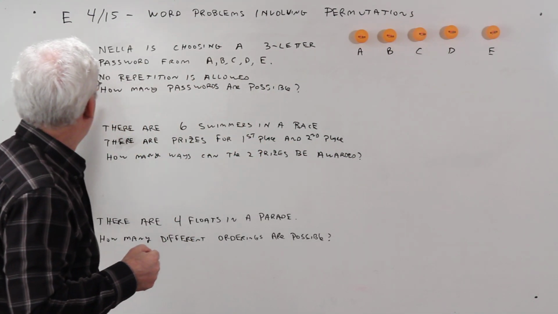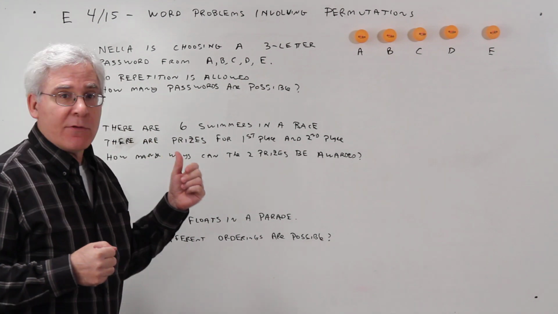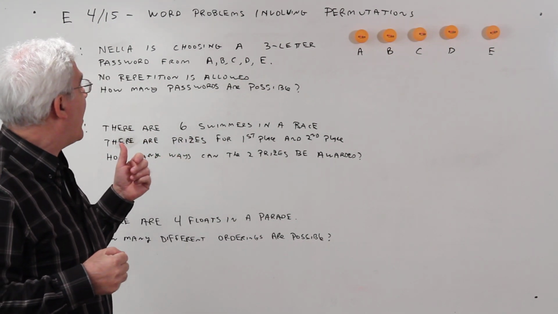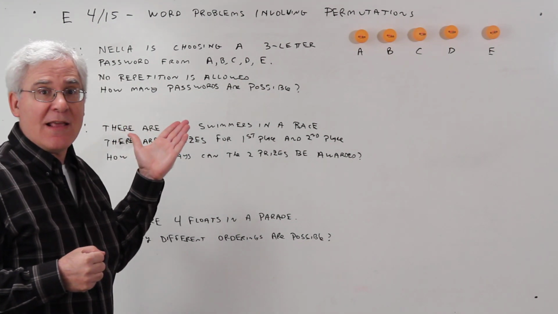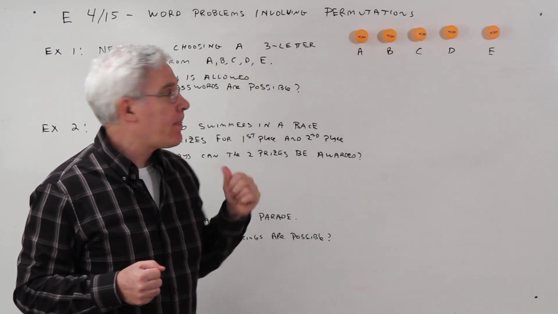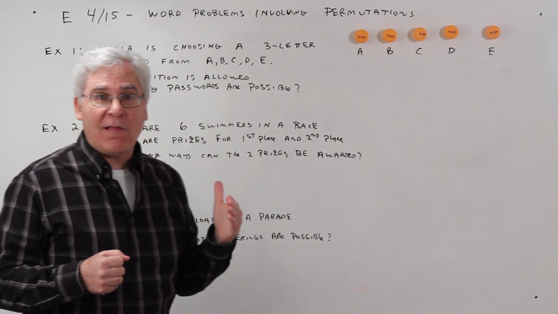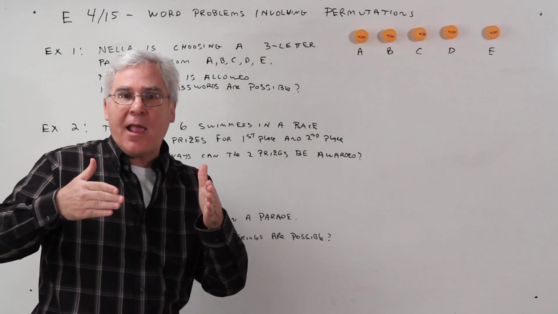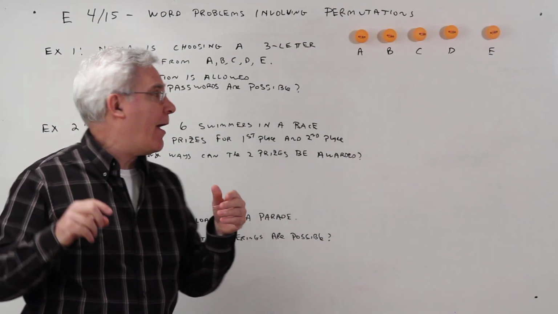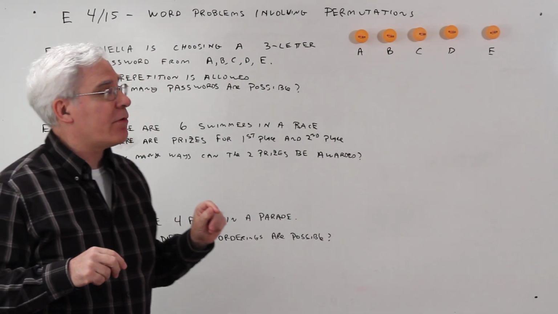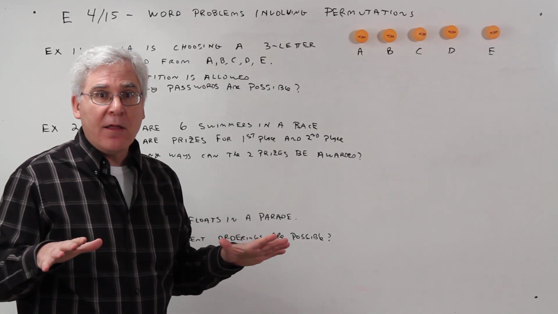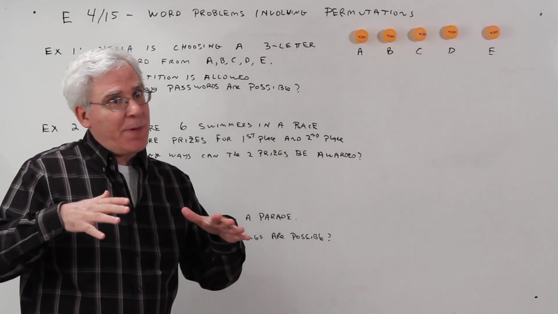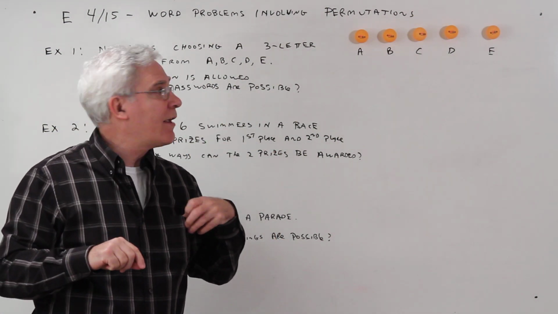Okay, so example 1. Nella is choosing a 3-letter password from the letters A, B, C, D, and E. No repetition is allowed, so it can't be A, A, or A, B, A, anything like that. How many passwords are possible? Okay, so for these problems, I'm going to show you how to do it by hand. It's easier than pressing buttons on a calculator.